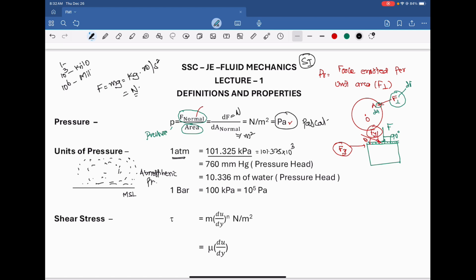10 to the power of minus 3 is milli. Like this, whatever values are there, you can get from your elementary physics classes. And 101.325 kilopascals is 101.325 into 10 cube pascals. Then 1 atmosphere is equal to 1.01325 into 10 to the power of 5 pascals also. In this way also we can write.